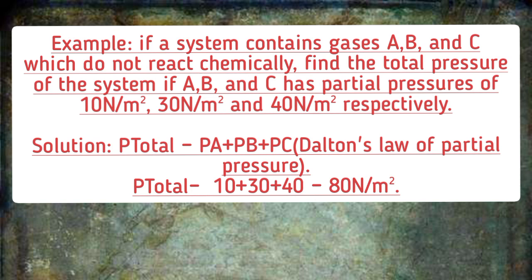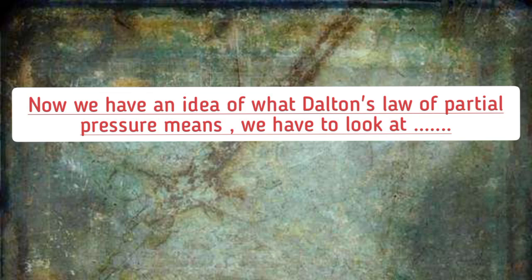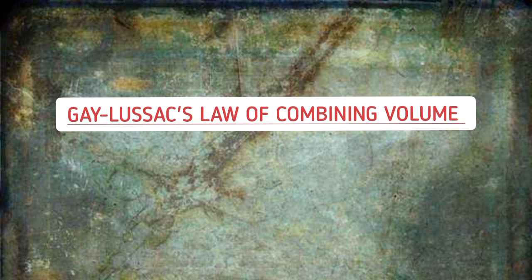So let's solve some problems on Dalton's law of partial pressure. Example: if a system contains gases A, B and C which do not react chemically, find the total pressure of the system if A, B and C have partial pressures of 10 Newton per meter square, 30 Newton per meter square, and 40 Newton per meter square respectively. Solution: P total is equal to PA plus PB plus PC, which is Dalton's law of partial pressure. P total is 10 plus 30 plus 40, equals 80 Newton per meter square. So now we have an idea of what Dalton's law of partial pressure means.